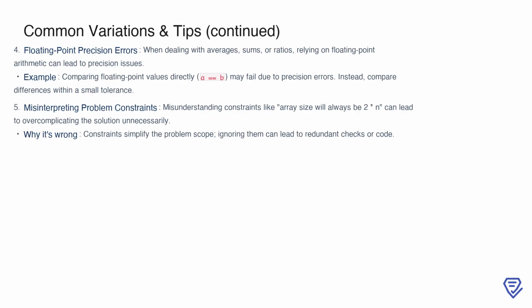Misinterpreting problem constraints is another common oversight. For example, the constraint that the array size will always be 2*n simplifies the problem significantly. If you misunderstand or ignore this, you might add unnecessary complexity to your solution, such as by introducing redundant checks or extra layers of logic. Leveraging the constraints effectively can streamline your implementation and make it more efficient.